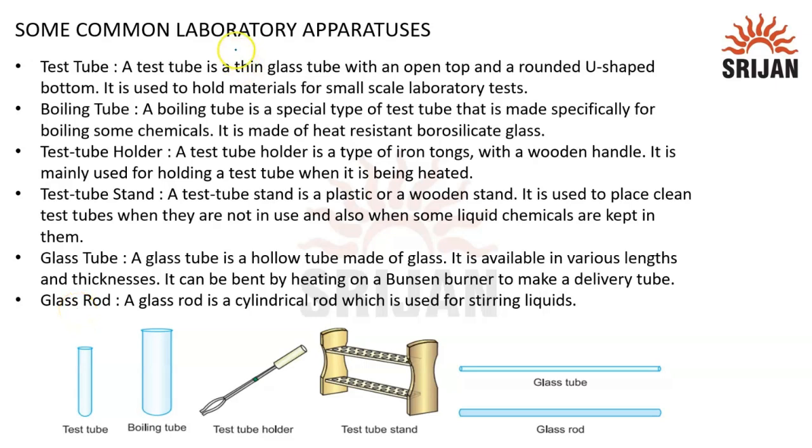Some common laboratory apparatuses. Whenever an experiment is performed, different types of instruments are required. In a chemistry lab, there are different apparatuses that are used. So let us see how those apparatuses look. The first is the test tube.